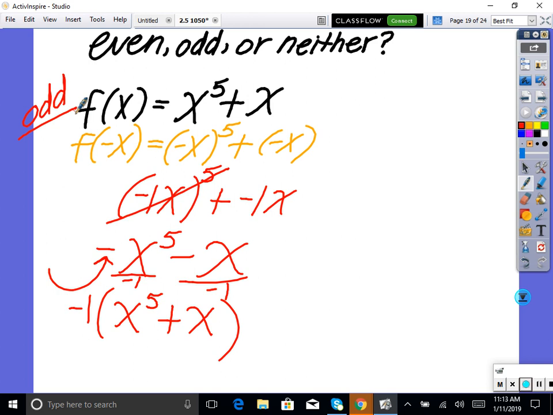So pretend we would have factored out a negative 1, and what if it would have been x to the 5th minus x? It'd be neither, because it's not negative 1 times the exact original. Do you guys see? The sign was not right. Okay, let's do another one.